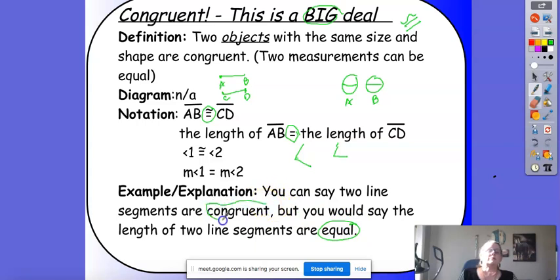So, first test question, I'm giving you the answer right now. What is the difference between congruent and equal? Congruent is when I'm talking about objects or shapes that are the same size, same shape. When I'm talking about equal, I'm talking about measurements. I'm talking about the length. I'm not just talking about the shape. This is a really big deal in geometry. I am going to pause this.